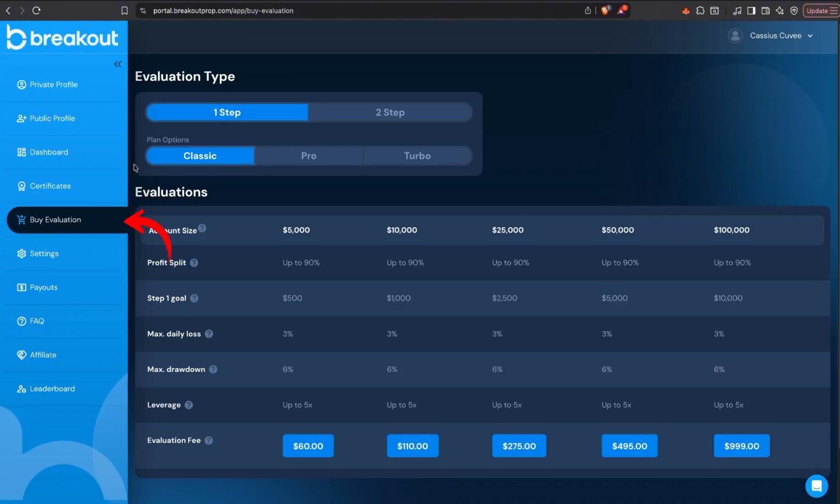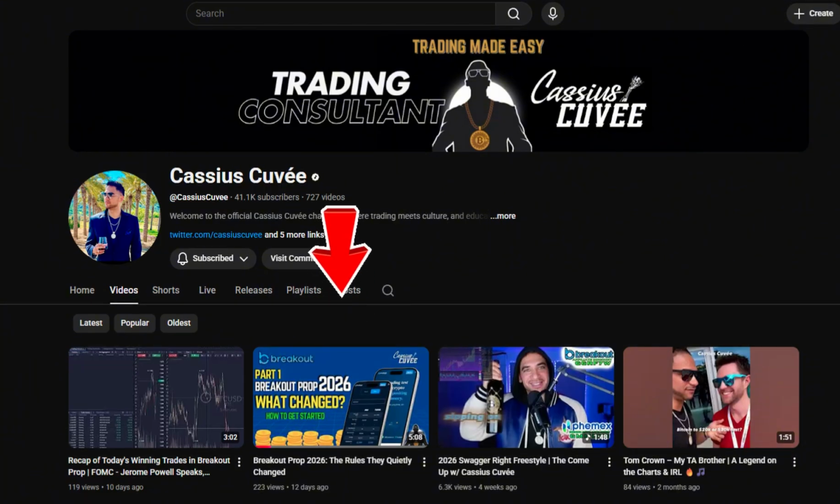This is the Buy Evaluations tab on the inside of your Breakout Prop account after you've already created an account. So you have to determine which one you want to buy. I've been trading on Breakout Prop for almost 2 years now, so I've seen what it looked like before they had a Pro and a Turbo and what's changed over time. Basically, the Classic is what they started with, and I'm going to go over what the rules are currently for a Classic. They actually made one small change, which I talk about in my last video.